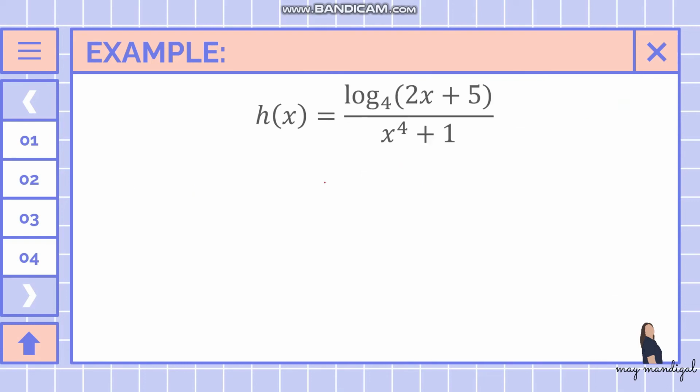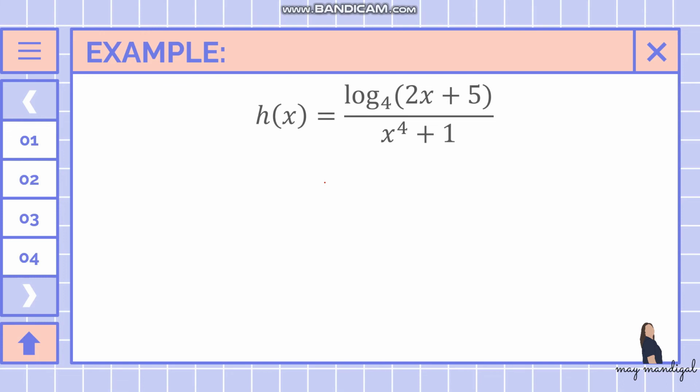Another example, so here we have h of x equals logarithm of 2x plus 5 base 4 all over x raised to 4 plus 1. So again, how are we going to start solving this? Remember the steps that I mentioned a while ago. First, you identify what are the terms that you can see in this given problem, and what operation involves between these terms that you identified.